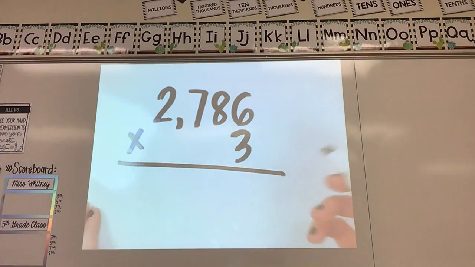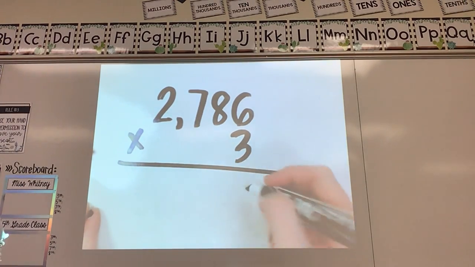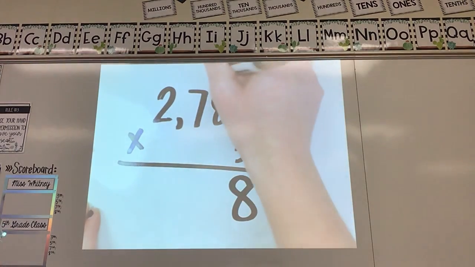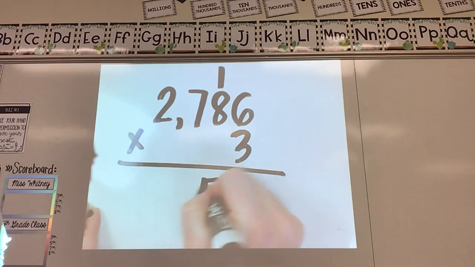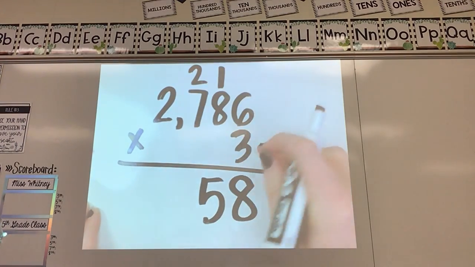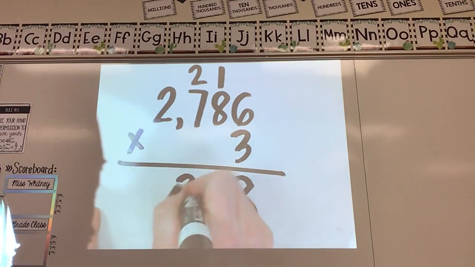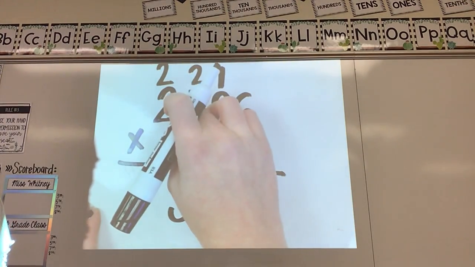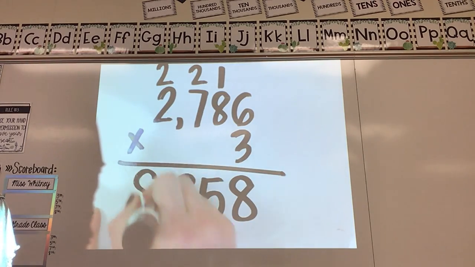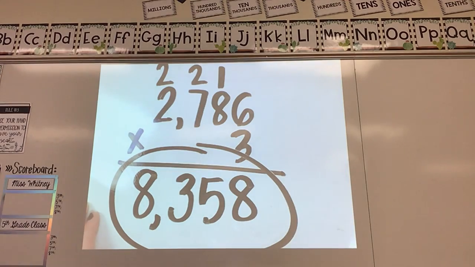3 times 6, not 3 plus 6. 3 times 6 is 18, so put my 8, carry my 1. 3 times 8 is 24, plus 1 would be 25, so put my 5, carry my 2. 3 times 7 is 21, plus 2 more would be 23, so put my 3, carry my 2. And 3 times 2 is 6, plus 2 more would be 8 with a comma. So hopefully you got 8,358.